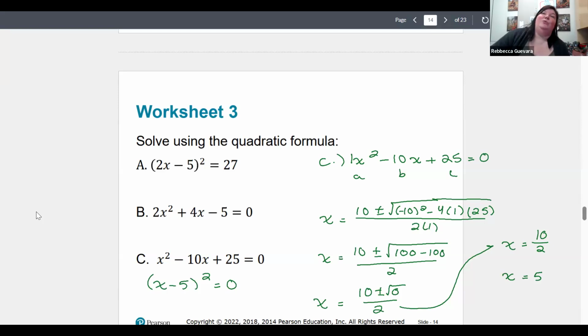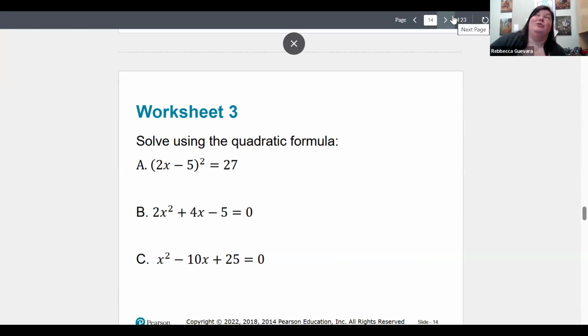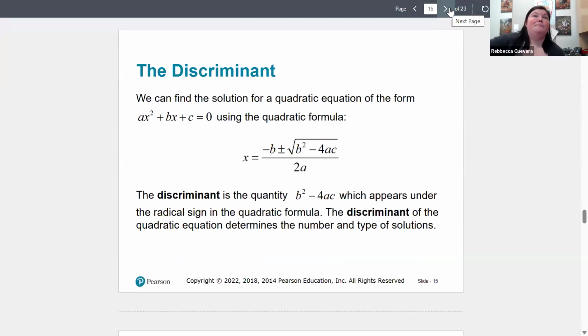So on occasion, you'll only have one solution, or I mean, we'll have two solutions or one solution, with the exception of the real numbers. Sometimes we have 0 solutions. But this is going to lead us to the discriminant.